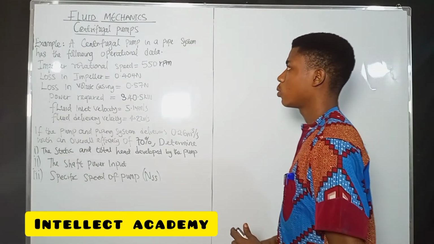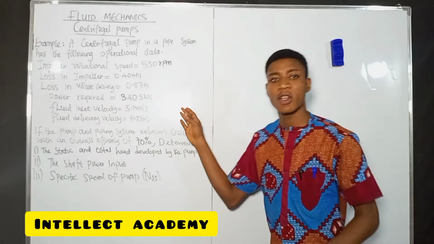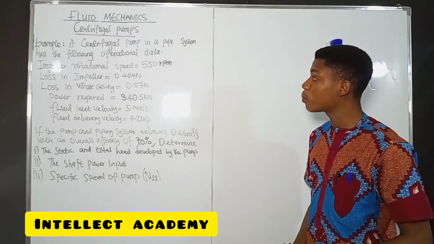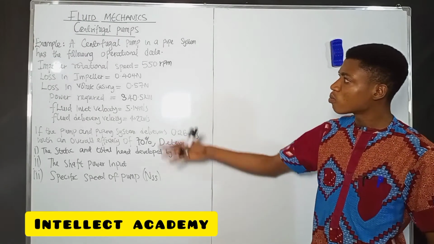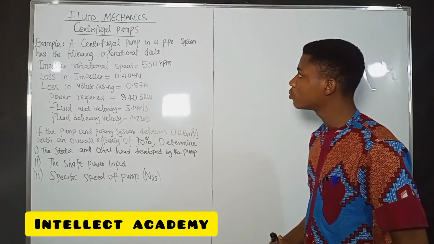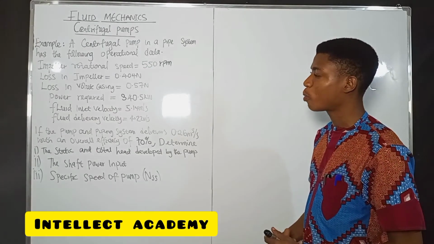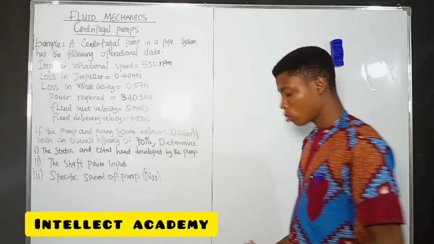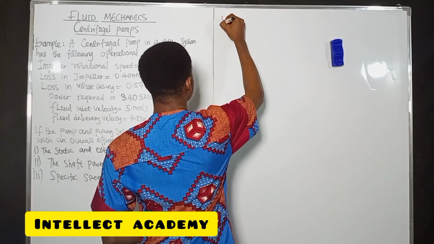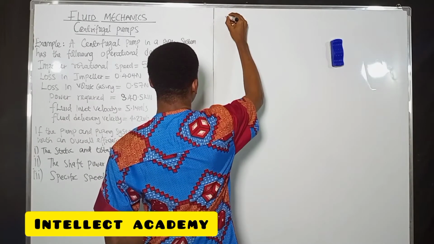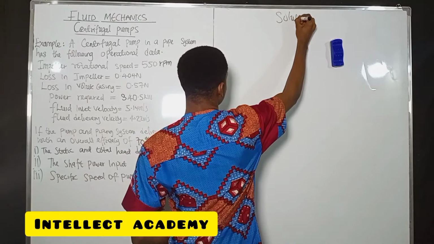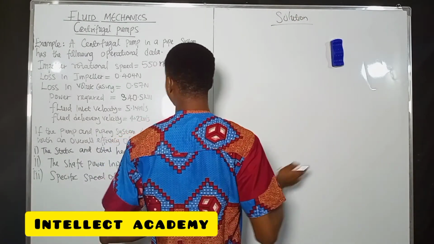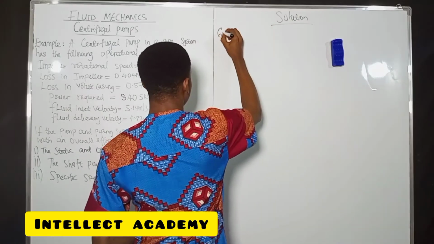Okay, now we are going to solve this sample problem on centrifugal pumps. First of all, we're going to write the given parameters. We have a centrifugal pump in a pipe system with the following operational data. Number one, we have the impeller rotational motion, which is given by N. So let me use this marker. We have the solution to this problem. We are going to write our given parameters.